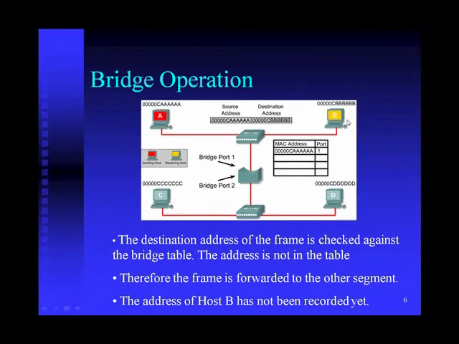The destination address of the frame is checked against the bridging table. The address is not in the table yet, so therefore the frame is forwarded to the other segment. The address of host B has not been recorded yet. So it looks in the bridging table for the destination of host B. Host B was not in that MAC address table, so it flooded it out port 2, trying to make it to host B.